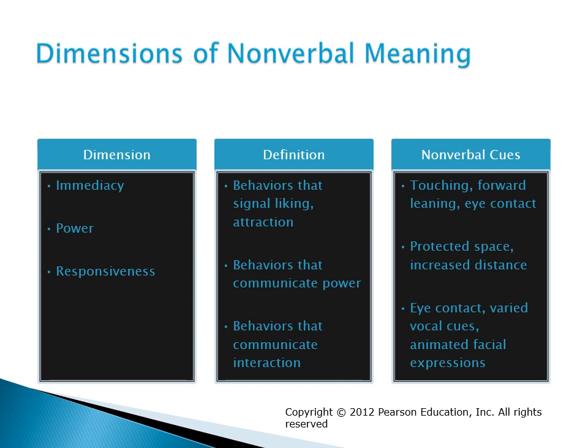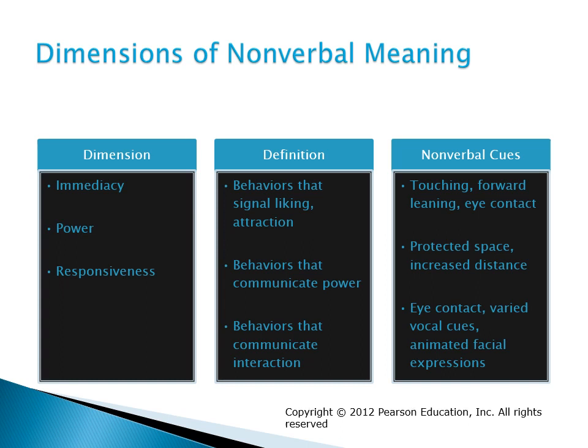Okay, so then we have these 3 dimensions of nonverbal meaning. So with immediacy, the definition is behaviors that signal liking or attraction. So that could be something like you reach over and touch someone as you're talking to them. If you're really interested in what they're saying, you might lean forward and just make eye contact.